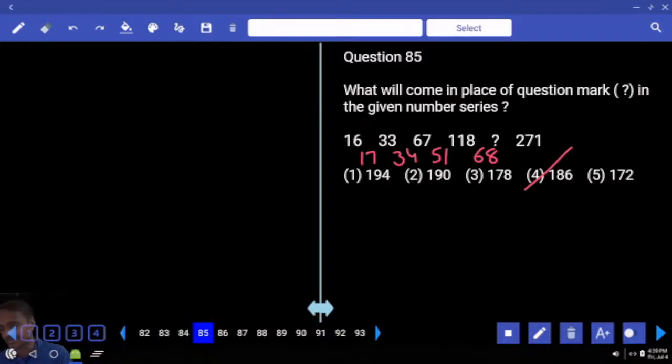Done? Now this is about paper number 27, IBPS Clerk Prelims.